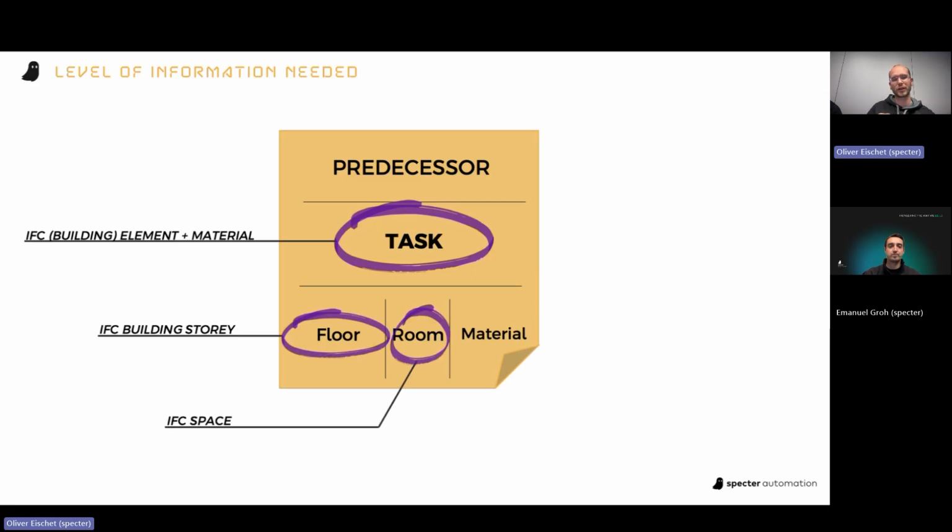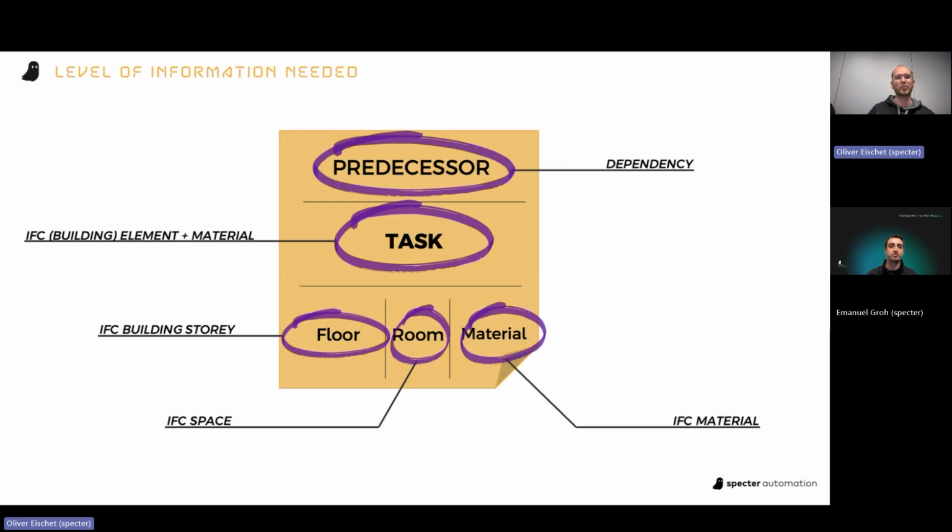If we look at the floor and room, the geometrical information, we realize, okay, that's typically the IFC building story and the IFC space. So information, really basic information included in any 3D model. The material is the material, and the predecessor, okay, well, that's a dependency that needs to be manually integrated. So that is something that needs to happen on the fields, or at least in earlier construction processes. But everything else can be automated by using the data that we already have in our 3D model.